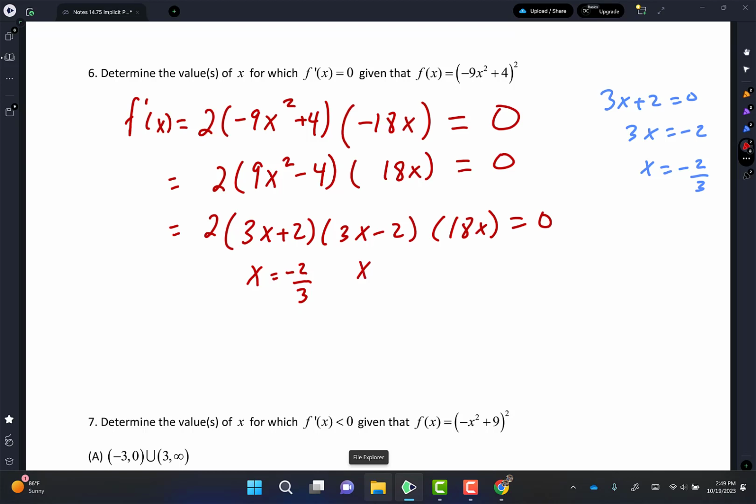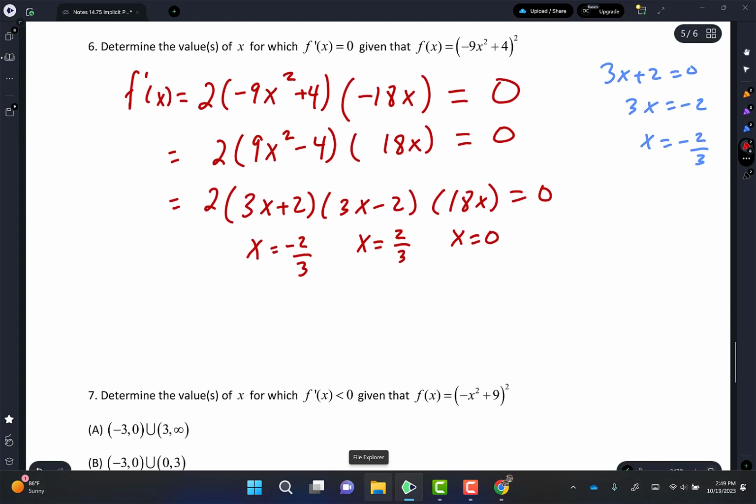On the next one, x equals what? 2/3. That's another one that gives you a 0. That makes the derivative equal 0. And the last one, that's 18x. Usually you write that in the front, but that's not a big deal. It's just 0. If x is 0, 18 times 0 is 0. The whole shebang is 0. Cool or not cool? There it is. How do we feel? All right.